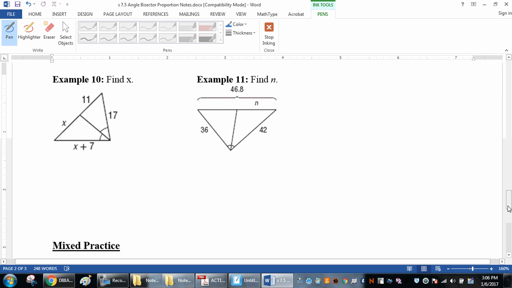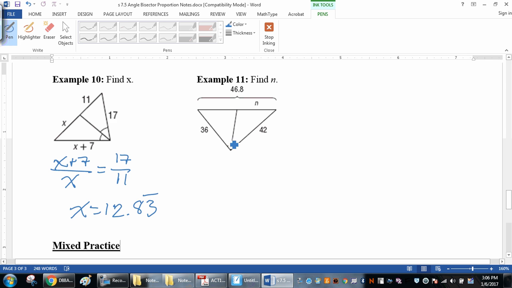All right, example 10, example 11. Again, angle bisectors, same exact thing. I'm going to set these up with you and let you guys solve them. Side x plus 7 over piece x equals side 17 over piece 11. Go ahead, cross multiply and solve this. I got a decimal for this one, so make sure you double check me. And I got x equals 12.83 repeating.